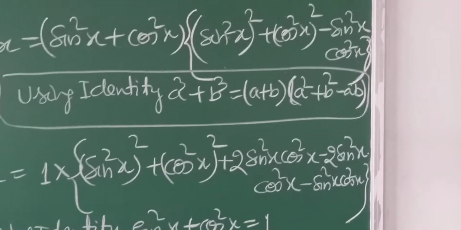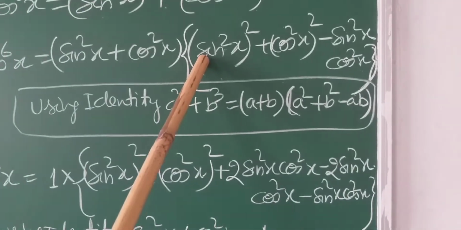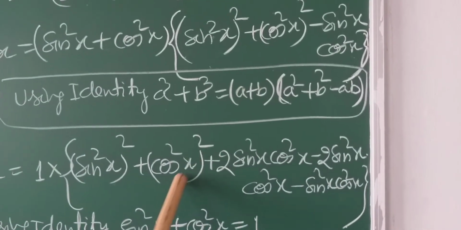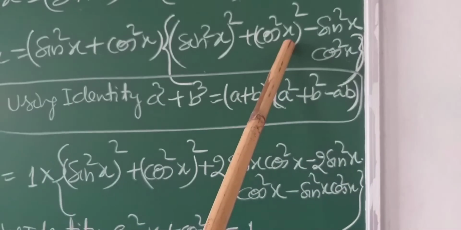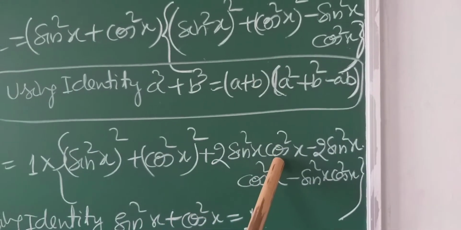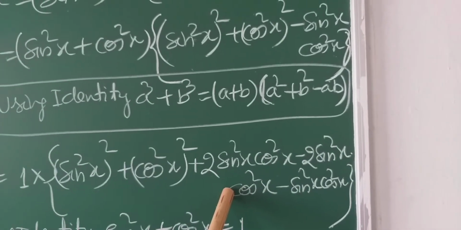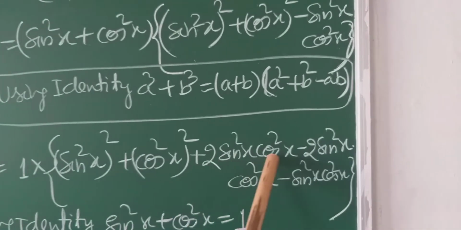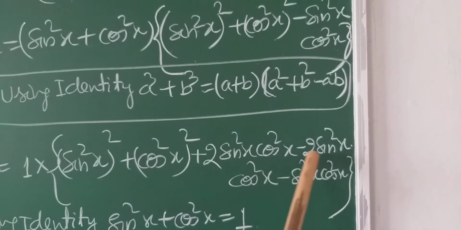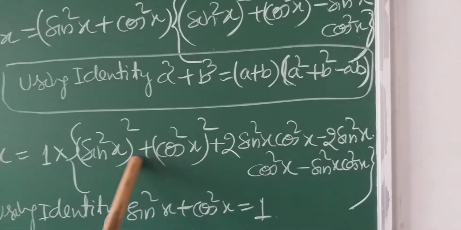I want to convert this part into a whole square. A square is given to us plus B square is given to us, but 2AB is not given. So we have to add 2AB, that is 2 sin square x cos square x, and we have to subtract the same, minus 2 sin square x cos square x. Why are we adding 2 sin square x cos square x and subtracting also? To make it a perfect square.